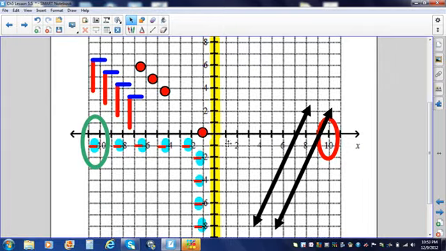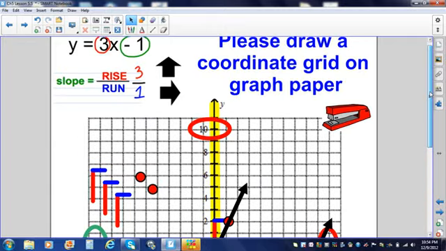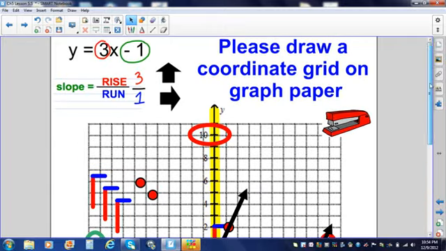Remember, if you go here, that would be x is negative 1. We need to go to the y-axis, which would be right here at negative 1. I'm going to go up 3 and right 1. Now, I'm going to draw myself a line. You can staple this into your spiral notebook. We'll come back to it in just a minute.